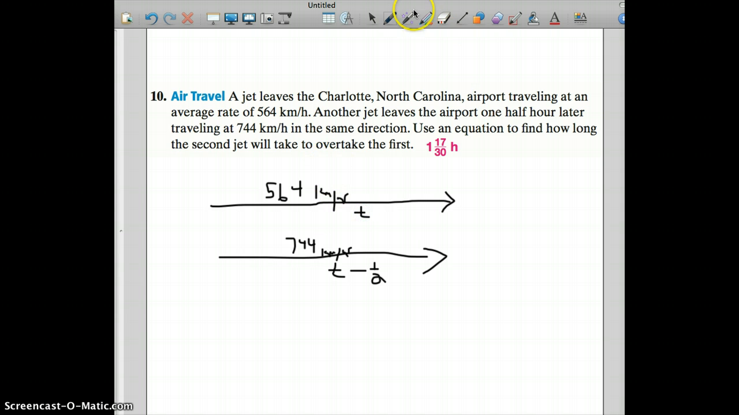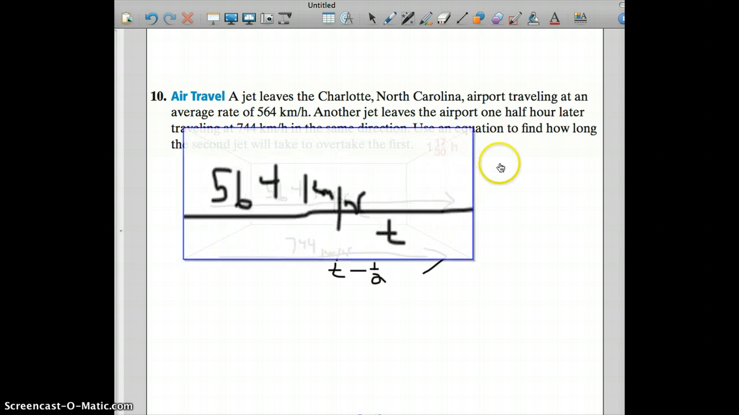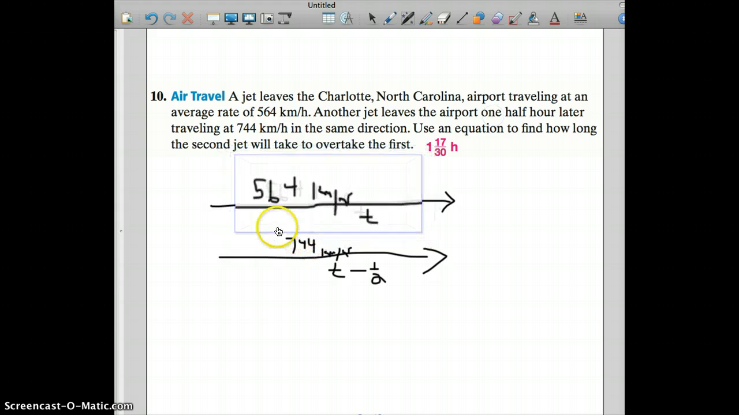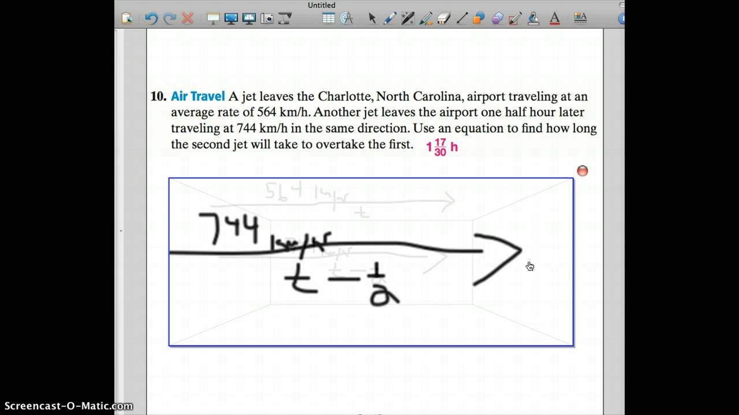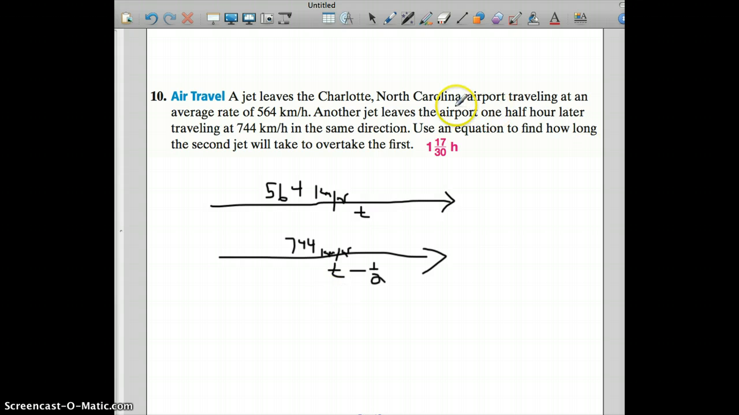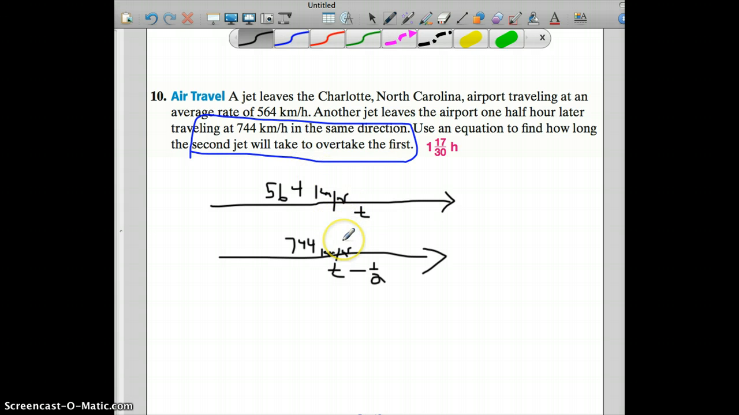So now I have a rate and a time of t for the first jet, and then I have a rate and a time for the second airplane of 744 and then t minus 1/2. In the problem, we see they're traveling the same direction, and we want to know when the second jet will overtake the first. That's the key to this question here. So we can set up an equation in which the distances are equal. They're going to the same place.